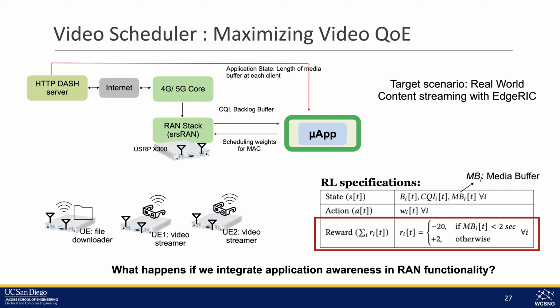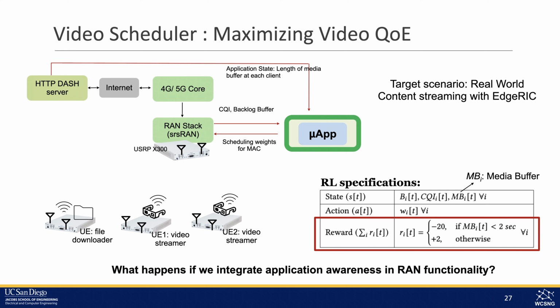Similarly, we also trained another RL agent to optimize the video quality of experience. Our target scenario was real world content streaming, and our objective was to reduce the stall duration or the rebuffering time of the video player. We had 2 video streaming agents, and also a background system loader running a very high throughput application, and we wanted to see what happens to the scheduling agent if we give some kind of application context in the training.